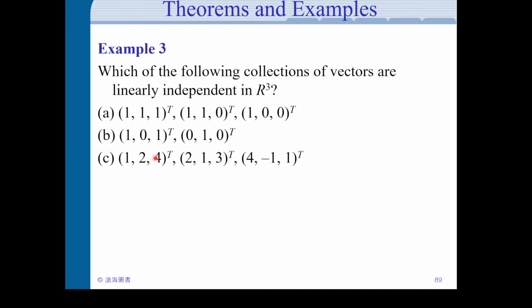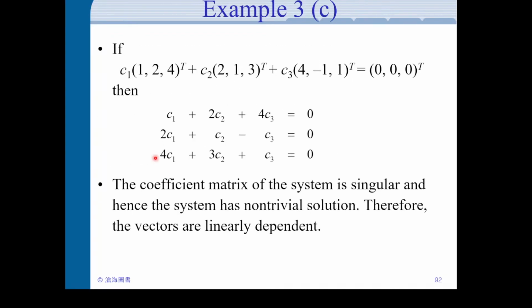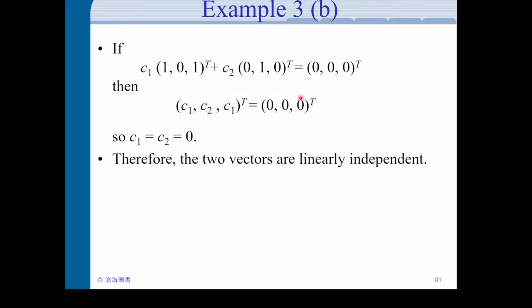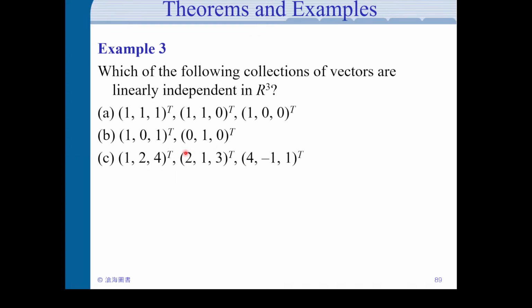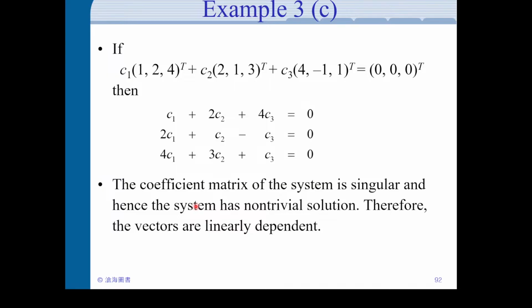Even though it doesn't span R3, those two vectors are linearly independent because, if you want this to be 0, you only have a 1 here, so C2 equals 0, and you only have a C1 here, so C1 needs to be 0. So C1 equals C2 equals 0. And the third one, you want to see whether those vectors are linearly independent, and because they don't span R3 and they have 3 vectors, they are actually linearly dependent.